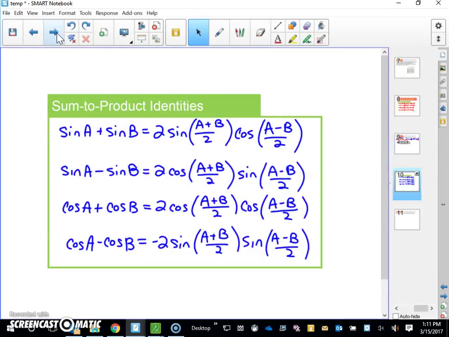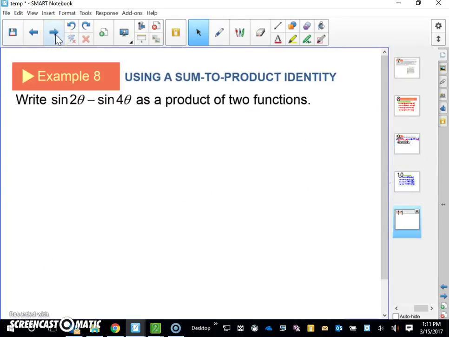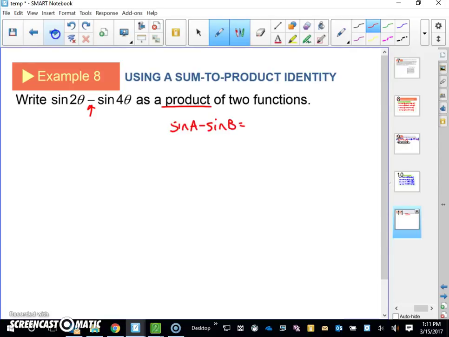This is in more identities. And example 8, we're doing sine 2 theta minus sine 4 theta. We're trying to write it as a product. And so you notice it's going from a difference to a product. And so you should look for the sum to product identities. So find one that says sine minus sine. You see the one that says sine minus sine? Sine A minus sine B equals 2 cosine A plus B over 2 times sine A minus B over 2.